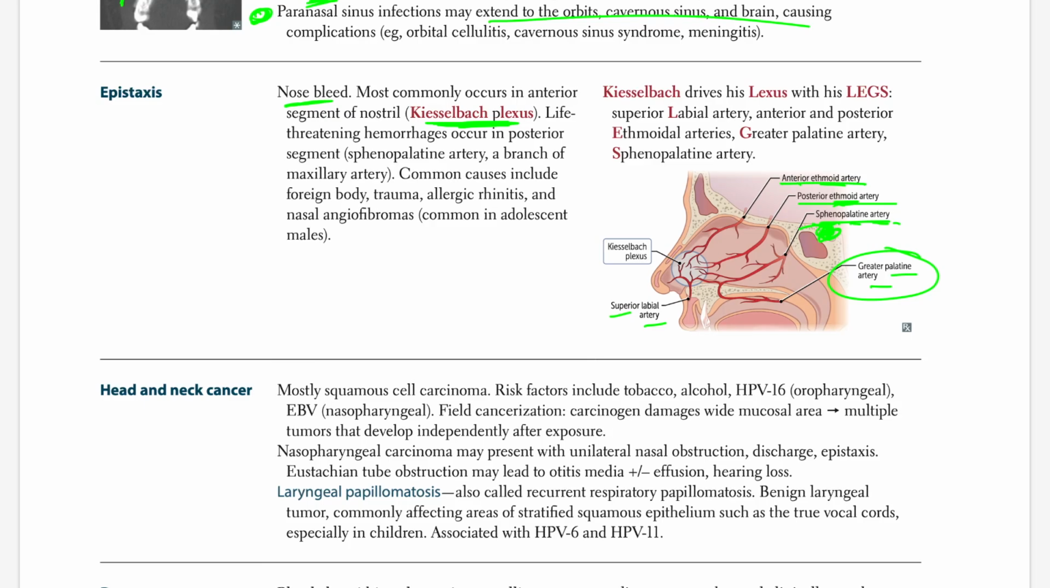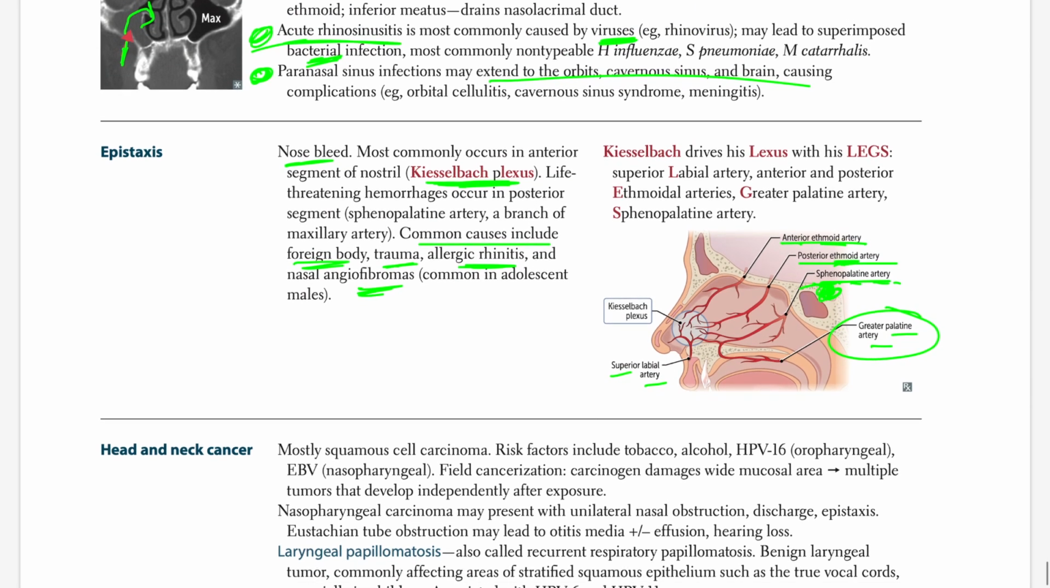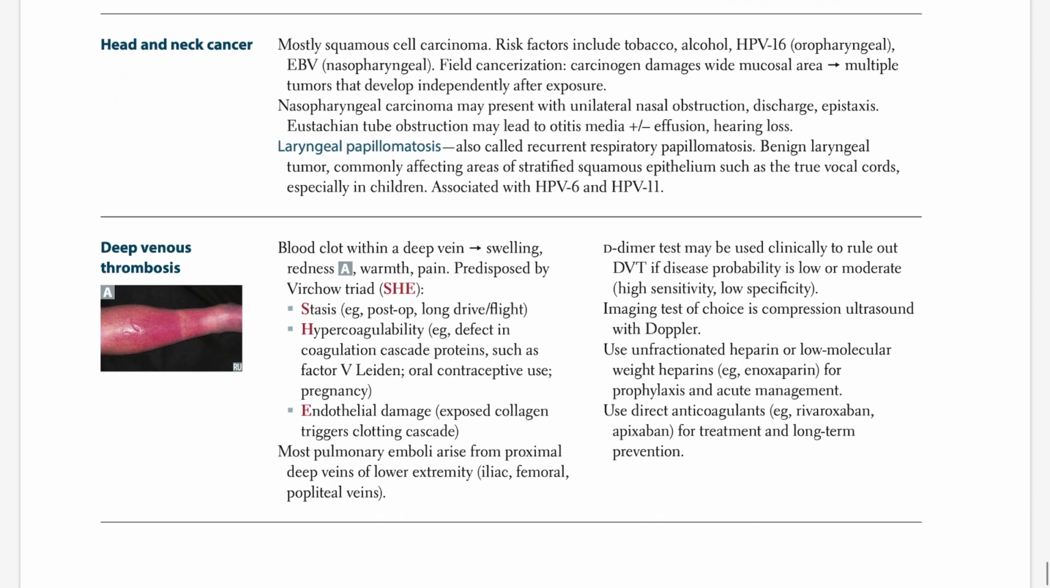What is important here? Common causes would be trauma to this area, foreign body, allergic rhinitis, and nasal angiofibroma, which is common in adolescent males. Kiesselbach drives his plexus with his LEGS, and LEGS is the mnemonic for all of this: labial artery, greater palatine artery, ethmoid arteries, and sphenopalatine artery. And yeah, that's pretty much it for that.